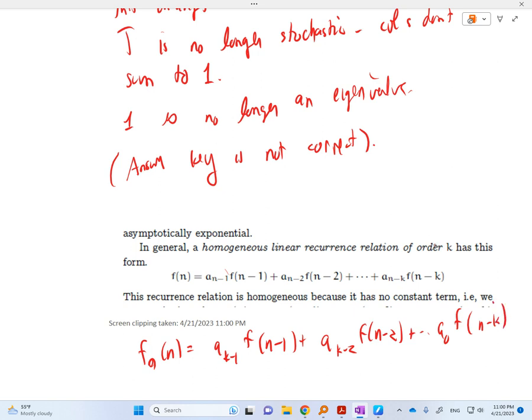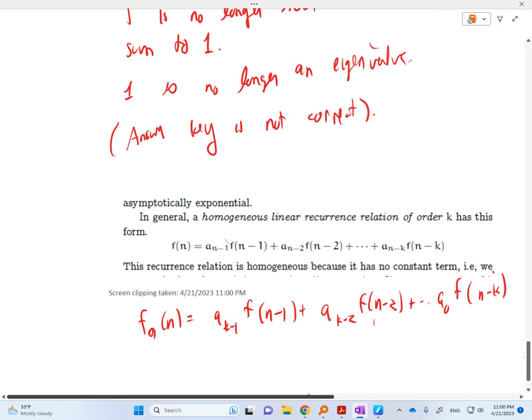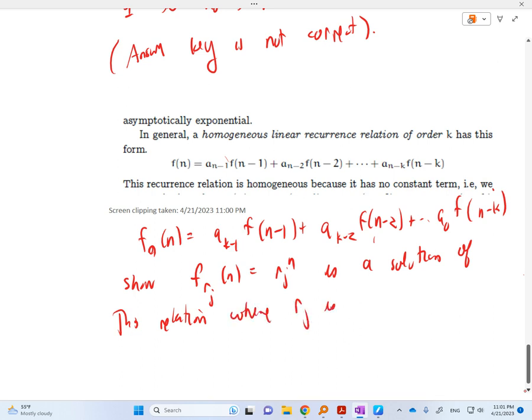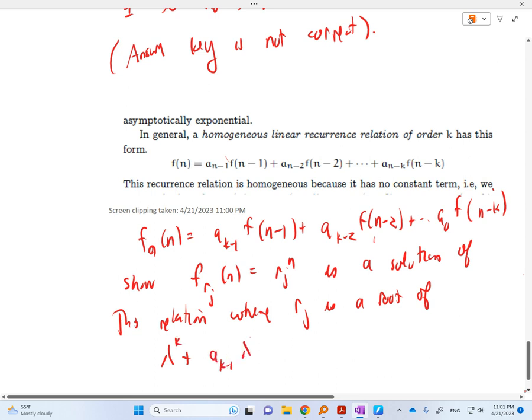Right. Now, one of the exercises was, the way he writes it, show that f_rj(n) equals rj to the n is a solution of this recurrence relation, where rj is a root of this polynomial: lambda to the k plus a(k minus 1) lambda to the k minus 1 plus dot dot dot plus a0.